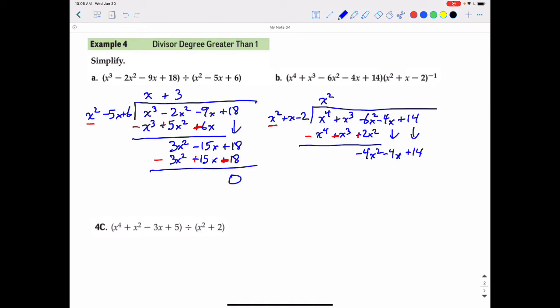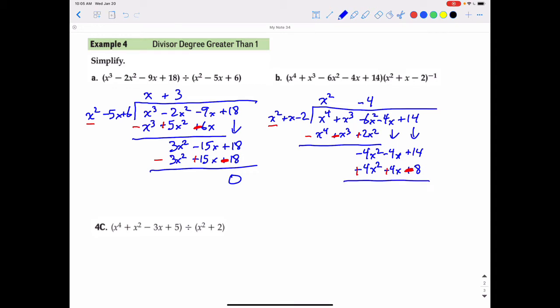So x squared goes into negative 4x squared negative 4 times. That's negative 4x squared when I multiply. Negative 4 times x is negative 4x. And negative 4 times negative 2 is positive 8. Change the signs, so we're subtracting the algebra way. So that'll make that a negative 8.